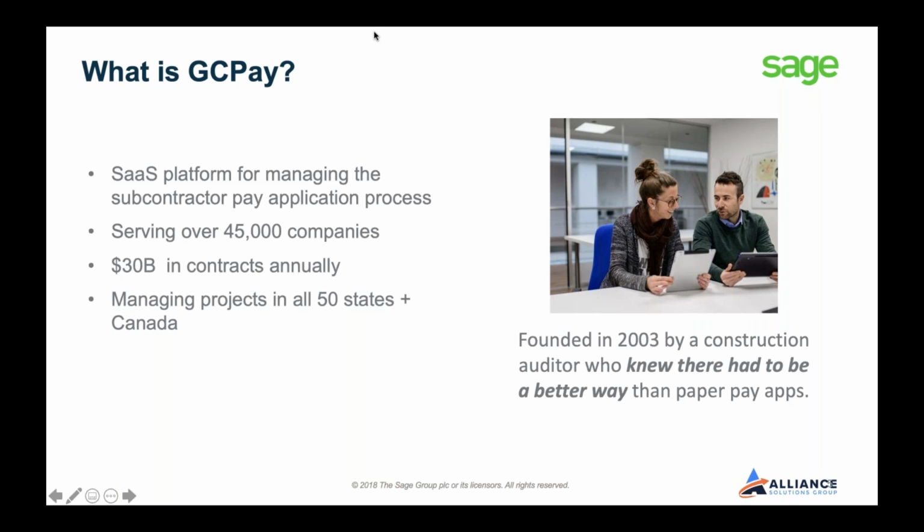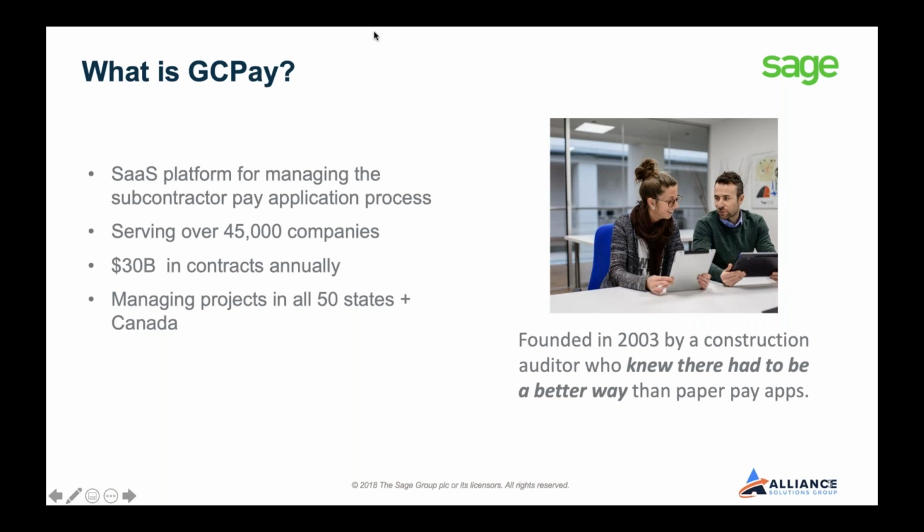Right now we have a little under 50,000 companies, ranging from general contractors, developers, subcontractors, and architects, all utilizing GCPay. We are managing projects in all 50 states plus Canada currently. What this means for you is, whatever state you're in, most likely some or a good amount of your subs are already using GCPay with other contractors. And if you are in a company that has projects in multiple states, most likely GCPay is already used by a good number of your subs in those other states as well.